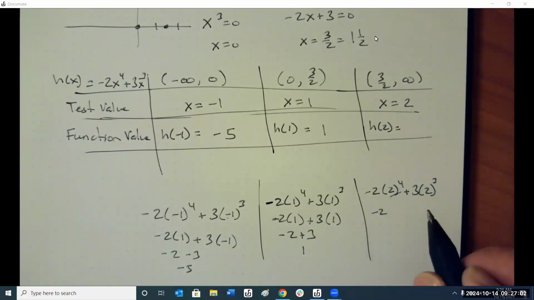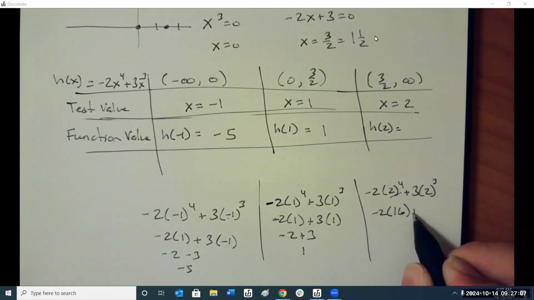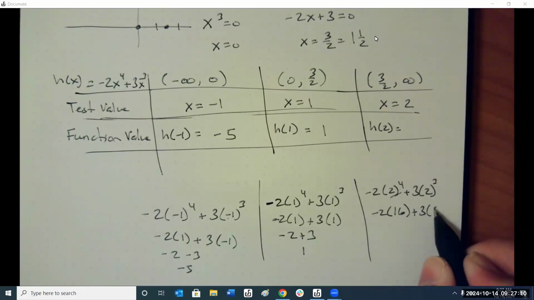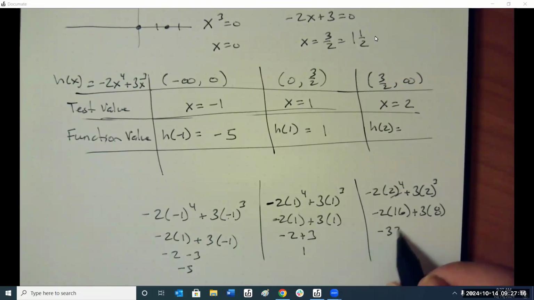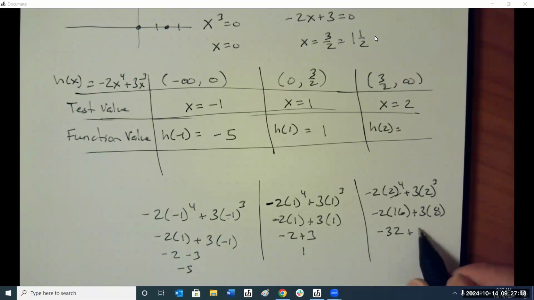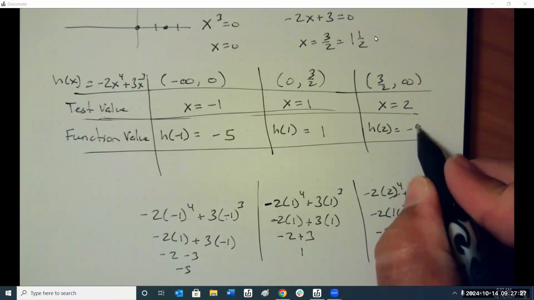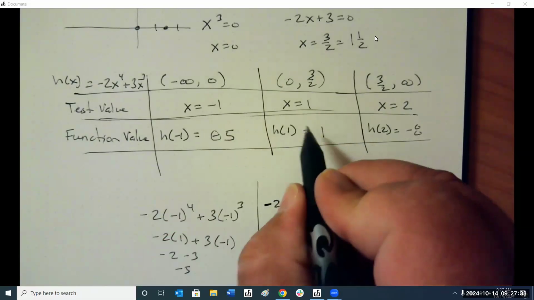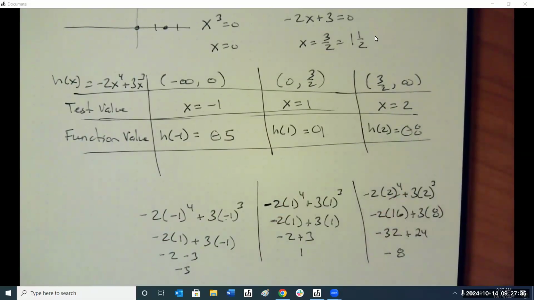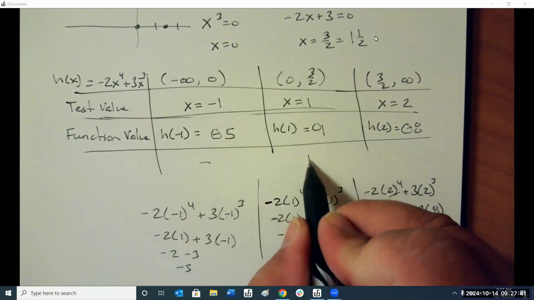2 to the 4th, 2 times 2 times 2 times 2 is 16. Plus 2 to the 3rd is 8. So -2 times 16 is -32. 8 times 3 is 24. So it's -8. All they're looking at here are the signs. What do the signs tell us? This one's negative, this one's positive.